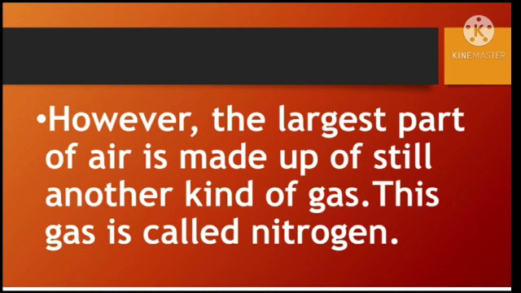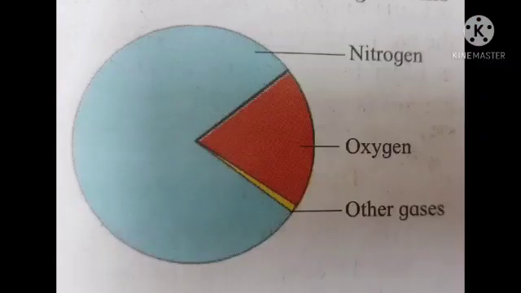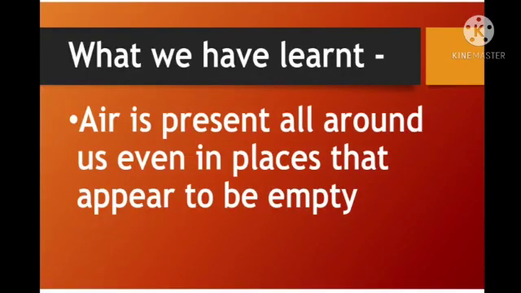This gas is called nitrogen. Thus, there are several gases present in air. In other words, air is a mixture of several gases. Now, if we draw a circle to represent air, then the quantity of each gas in the mixture will be as shown. What we have learned.